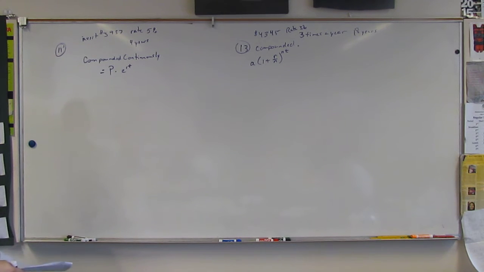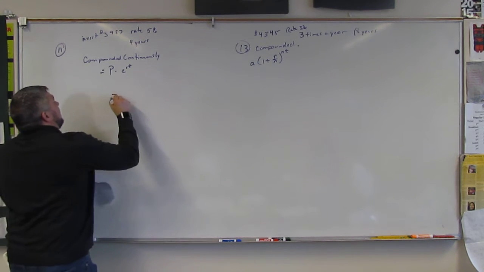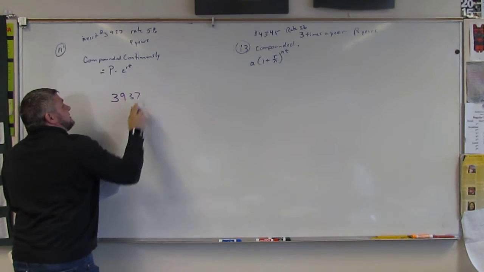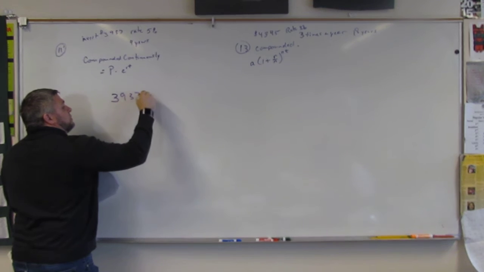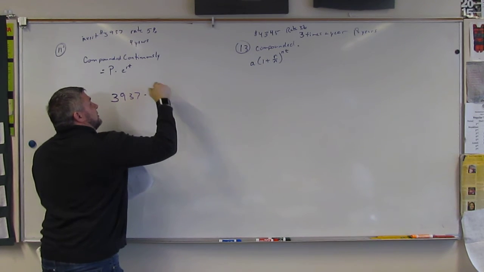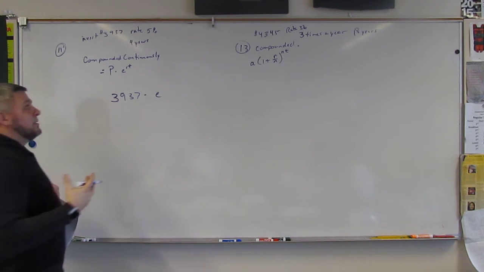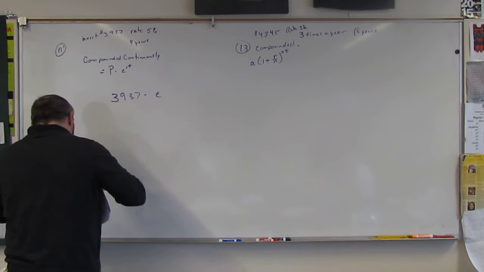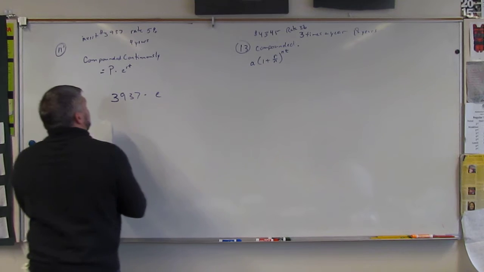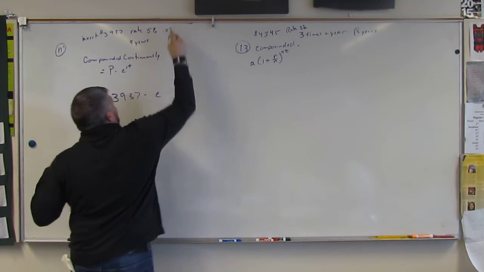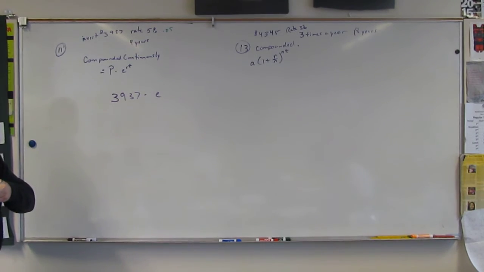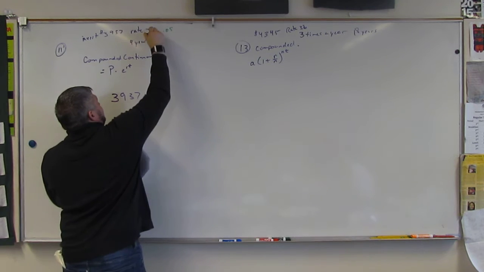Alright, so we're going to take the principal amount, 3,937. We're going to multiply it by e to the rate. What's the rate? 5%. But what does that equal? 0.5. No. 0.05. Right? Got to move it 2 places.